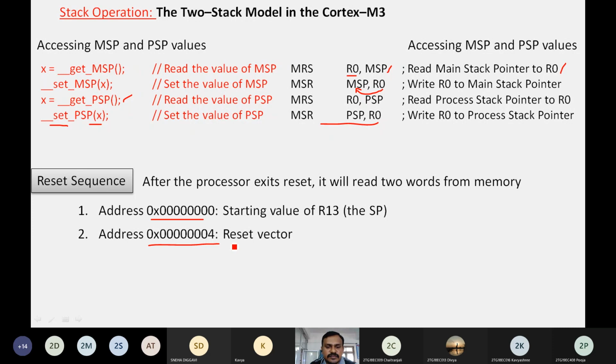It is a 32-bit address, isn't it? So address number 4 is the reset vector. A vector is nothing but a set of code that is going to be executed, or the addresses of the program, the main program, where the code is available.